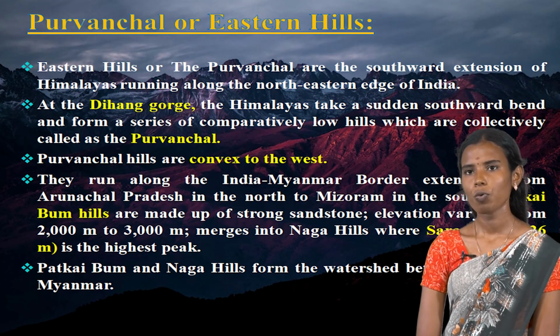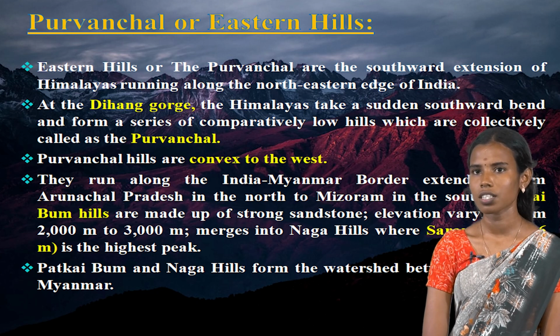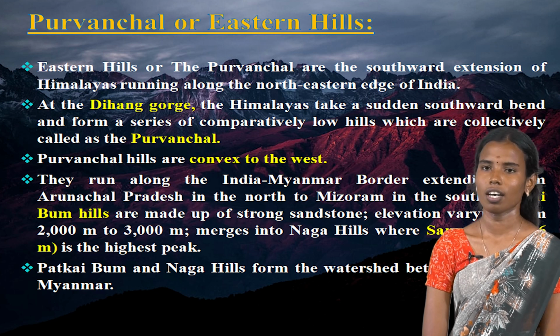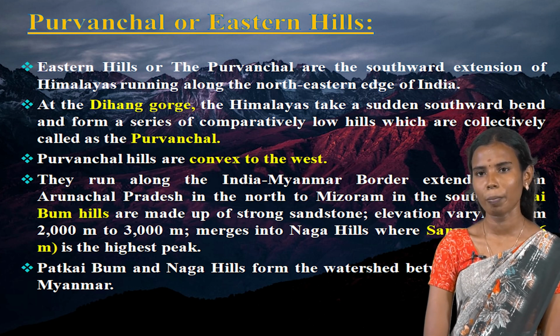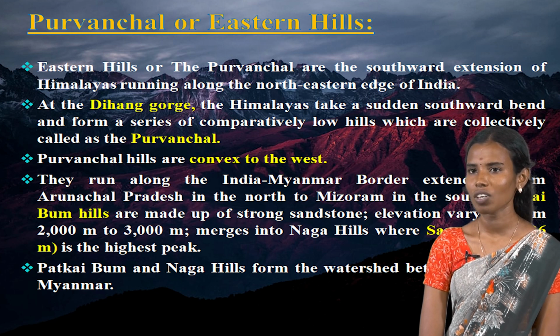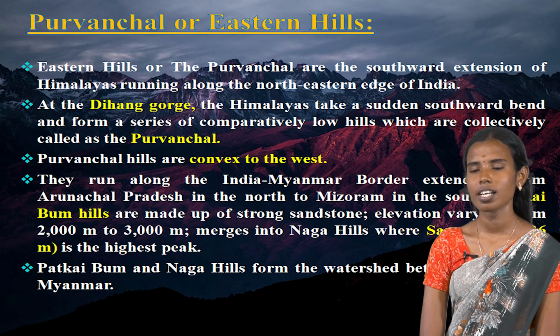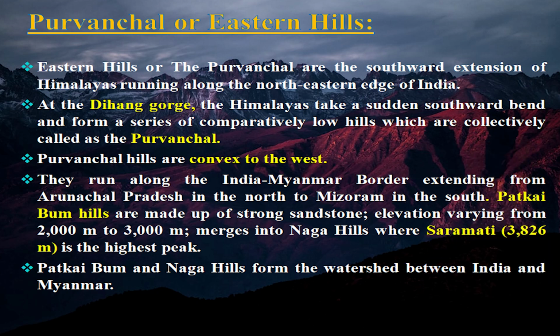Next, the Purvanchal or the Eastern Hills. The Purvanchal are the southward extension of the Himalayas running along the northeastern edge of India. At the Dihang Gorge, the Himalaya takes a sudden southward bend and forms a series of comparatively low hills which are called the Purvanchal. The Purvanchal hills are convex to the west. They run along the India-Myanmar border and extend from Arunachal Pradesh in the north to Mizoram in the south.